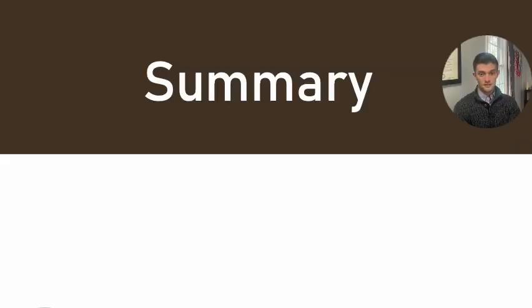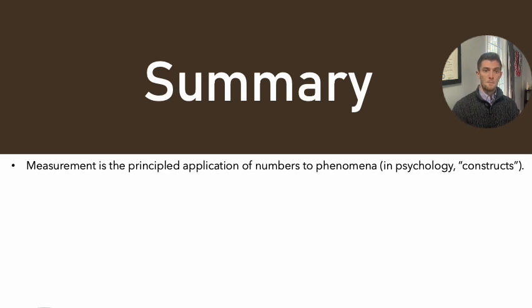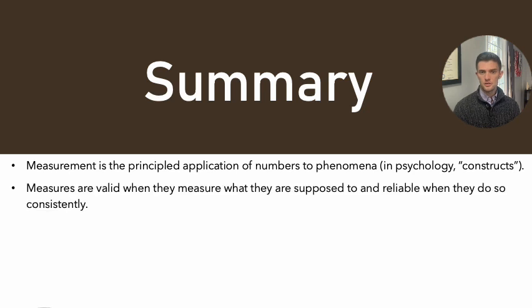We covered a lot of stuff today. So let me just summarize the key ideas again quickly for you. Measurement we talked about as the principled application of numbers to phenomena. In psychology, those will be mental phenomena, which we often refer to as constructs. A construct is something that we assume we cannot directly observe, but that we can make inferences about on the basis of things that we do observe. A measure is valid to the degree that it measures the thing that it's supposed to, and reliable to the degree that it does so consistently. These are two dimensions along which measures can vary in terms of their goodness.